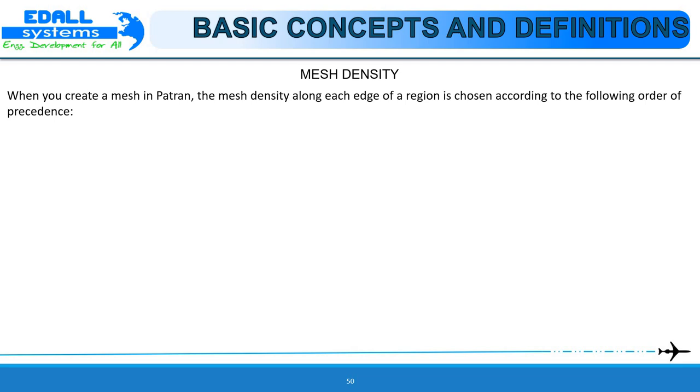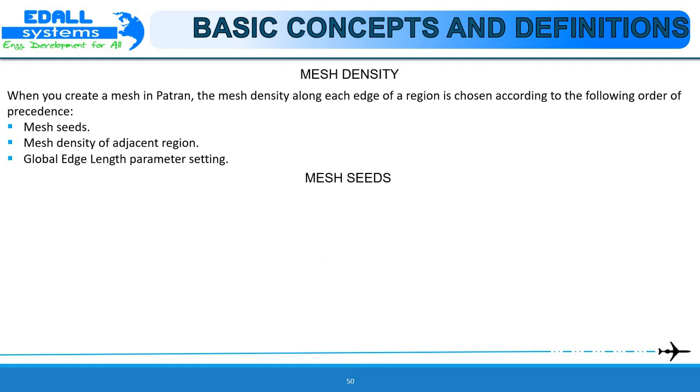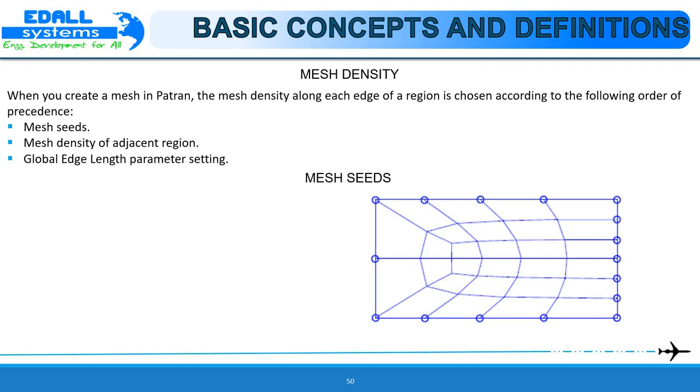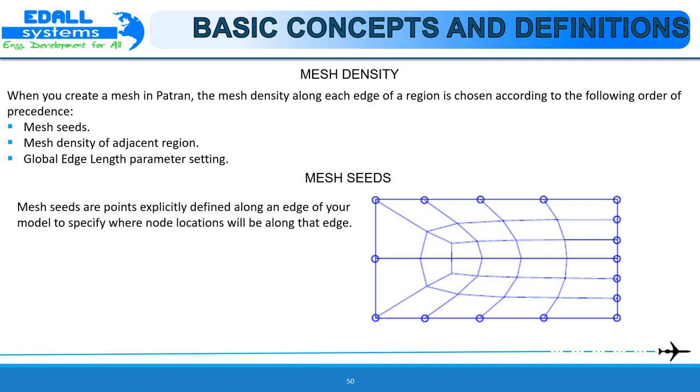When you create mesh in Patran, the mesh density along each edge of the region is chosen according to the following order of precedence: mesh seed, mesh density of adjacent region, and global edge length parameters. Mesh seeds. Mesh seeds are points explicitly defined on an edge of the model to specify where node locations will be along the edges. These seeds can be uniform or vary linearly towards either end, both ends, or center of the edges. You can even specify the individual locations for mesh seeds along an edge.